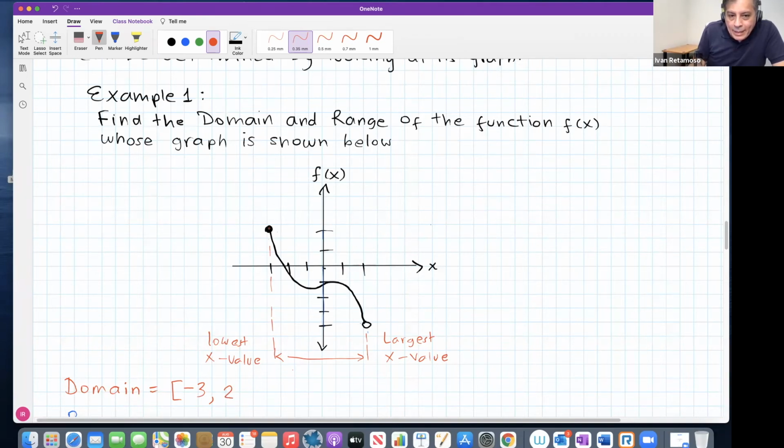I am using brackets because look at this, it's a solid circle, right? I have to use parentheses here because look at this, it's an empty circle, right? So bracket -3, 2 should be the domain of this function, the one that has this graph, right?